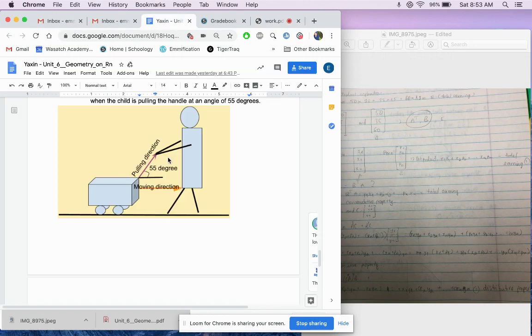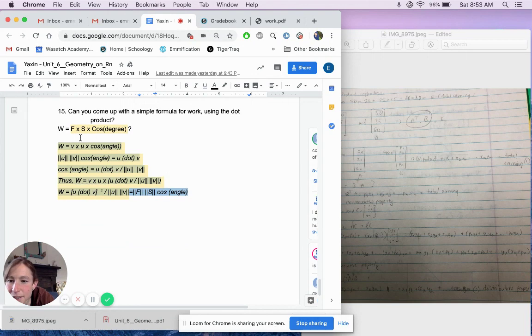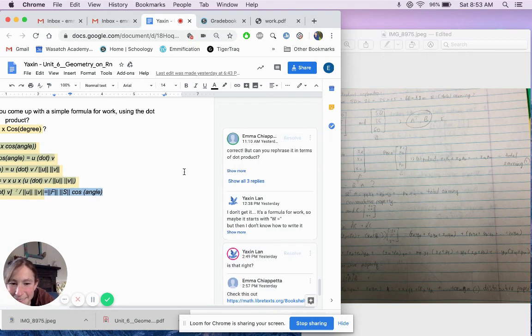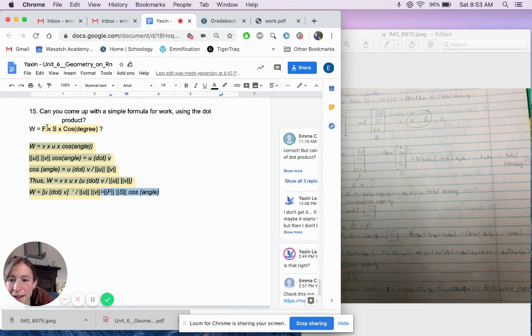So let's see if Yashin has gotten hers to be written correctly here. Not quite. That's okay. So this work formula is just going to be F dotted with s, because this is the geometric definition of dot product. So I hope that clarifies it just a little bit. And then the other thing, maybe here, she got the magnitude of F times the magnitude of s times cosine of the angle. This is just vector F dot vector s. So a really easy way to write work is just F dot s.